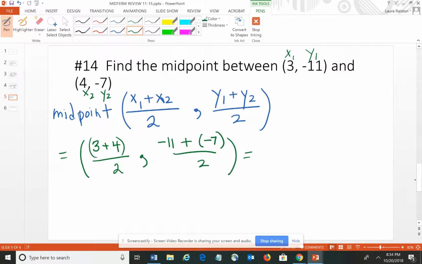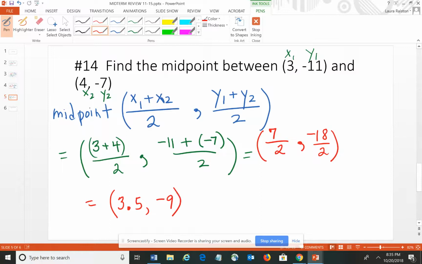If I do the math there, I have 3 plus 4 is 7 over 2. Negative 11 plus negative 7 is negative 18 divided by 2. If I simplify those and write it as a decimal, 7 halves would be 3.5, and negative 18 divided by 2 is negative 9. So the midpoint would be 3.5, comma, negative 9. They could also write it, if they don't write it as a decimal, in fraction form. You would have 7 halves, comma, negative 9. Again, multiple forms for the same answer.